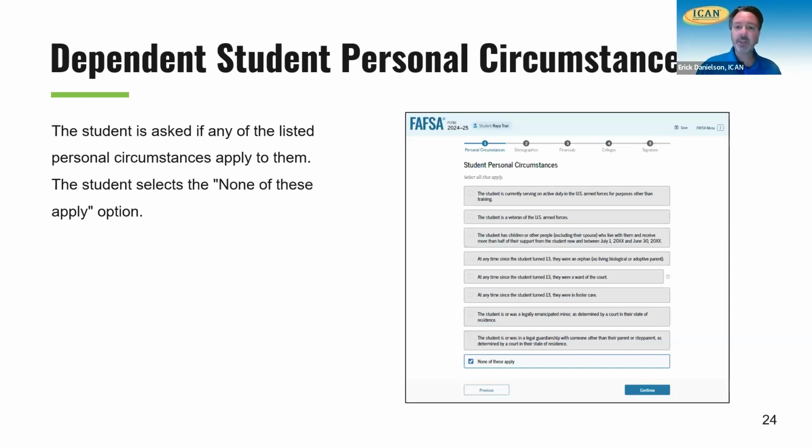At any time since the student turned 13, were they an orphan, a ward of the court, or in foster care? Was the student legally emancipated or determined by a court to be in a legal guardianship with someone besides a parent? If none of that applies, which is the case for the majority of high school seniors that go right on to college and all their undergraduate work, you would move on and hit continue.